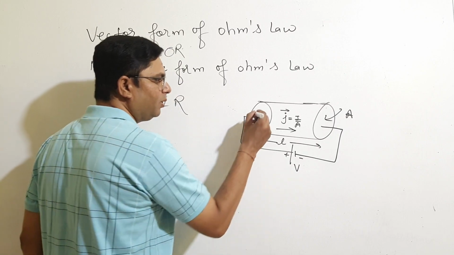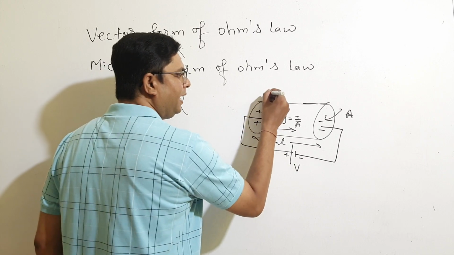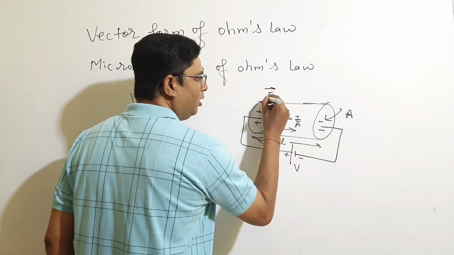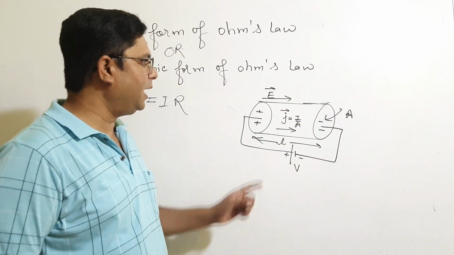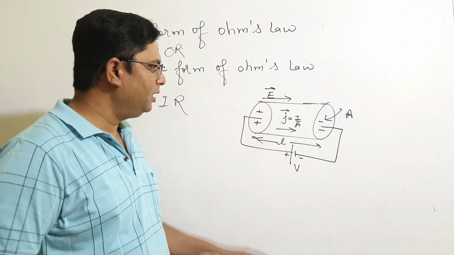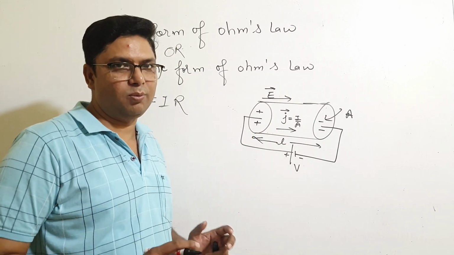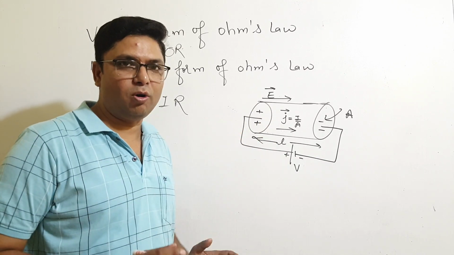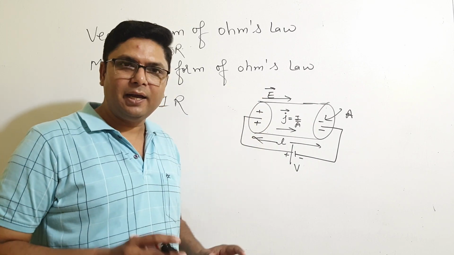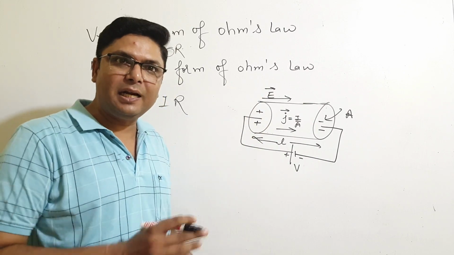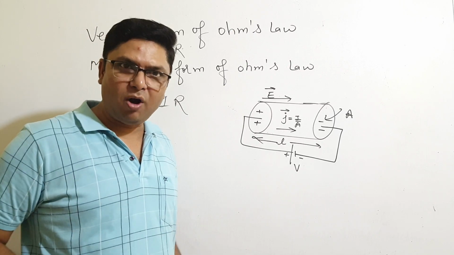At the same time, plus charge will accumulate here, minus charge will accumulate here, and electric field E is developed from the positive to the negative side. So the parameters are E, electric field, and J, current density. These two are the microscopic forms, and these two are the vector forms. Representing Ohm's law in terms of electric field and current density is said to be the microscopic form of Ohm's law, or vector form of Ohm's law.